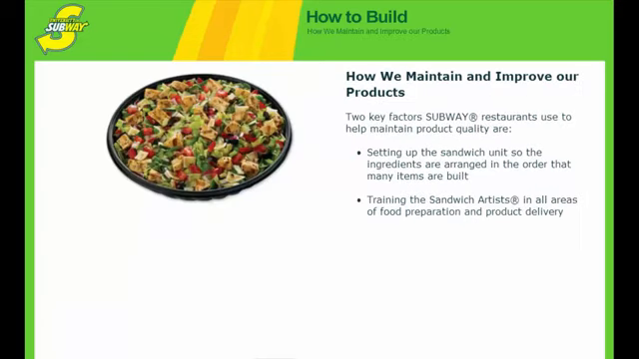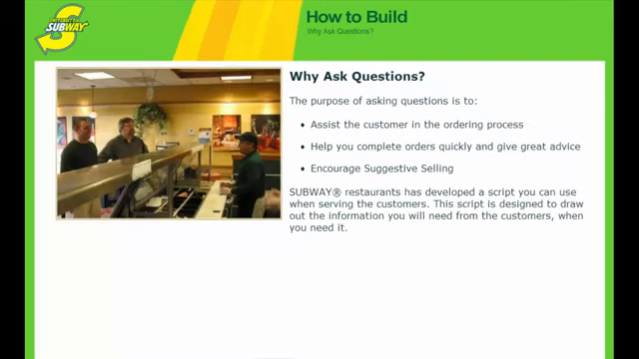Two key factors Subway Restaurants use to help maintain product quality are setting up the sandwich units so the ingredients are arranged in the order that menu items are built, and training the sandwich artists in all areas of food preparation and product delivery. The purpose of asking questions is to assist the customer in the ordering process, help you complete orders quickly and give great service, and encourage suggestive selling.